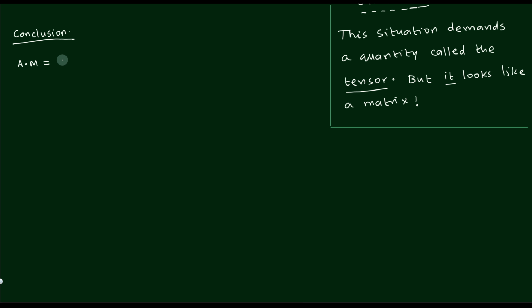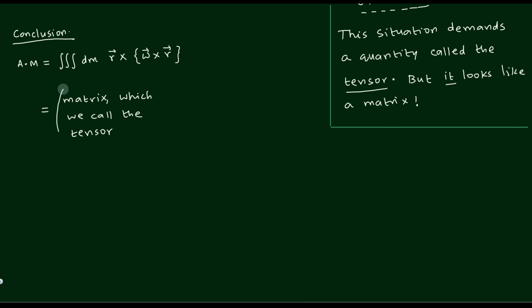The angular momentum is given by the triple integral of the mass element multiplied by r cross omega cross r. So how is it going to look? It is looking like a matrix, and that matrix we will call a tensor. So that is an object that you have. Then that object is multiplied by a column vector omega x, omega y, and omega z. That is how the equation is looking.